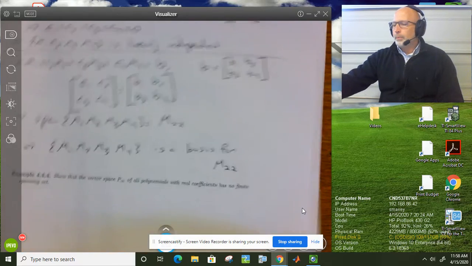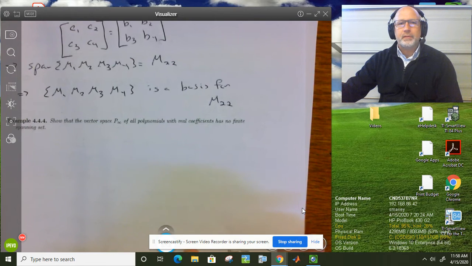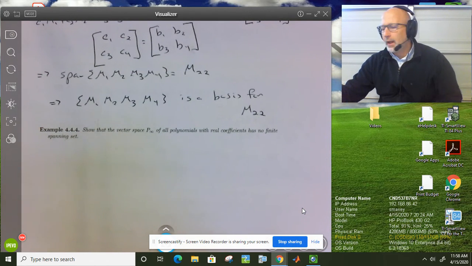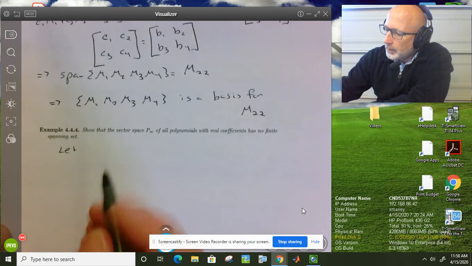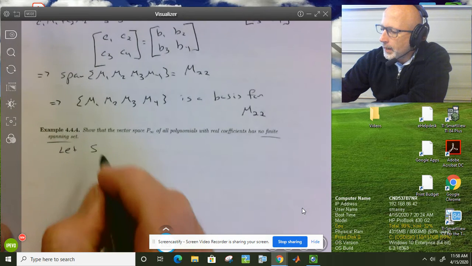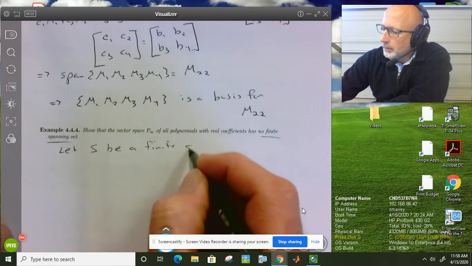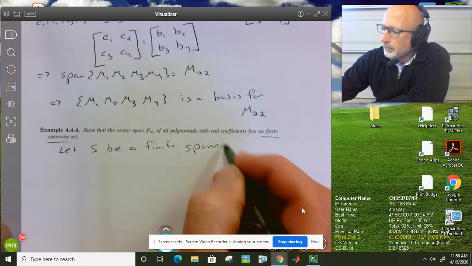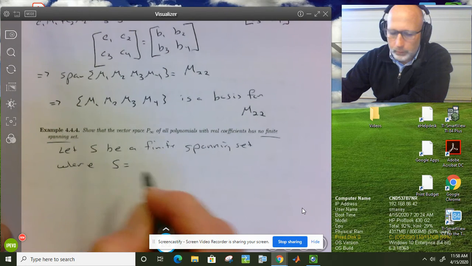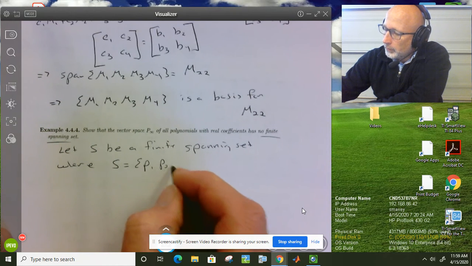Okay, example 4.4.4. We should show that the vector space P-infinity of all polynomials with real coefficients has no finite spanning set. Okay, so we're going to let S be a finite spanning set, where S is equal to p1, p2, all the way up to pn.